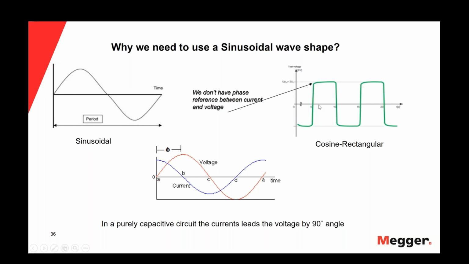But also, what we have with the cosine rectangular wave shape, as we see these plateaus, is that we can measure the leakage current, because in this plateau we have a stabilization of the voltage, which allows us to measure only the leakage current. We cannot do that with a sine wave shape, because in a sine wave shape we are always charging and discharging the cable. So we will have a combination of leakage current plus charging current. That is one of the advantages and disadvantages of both wave shapes.